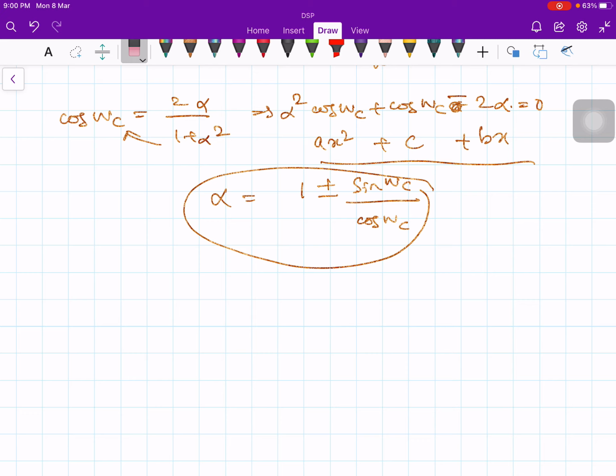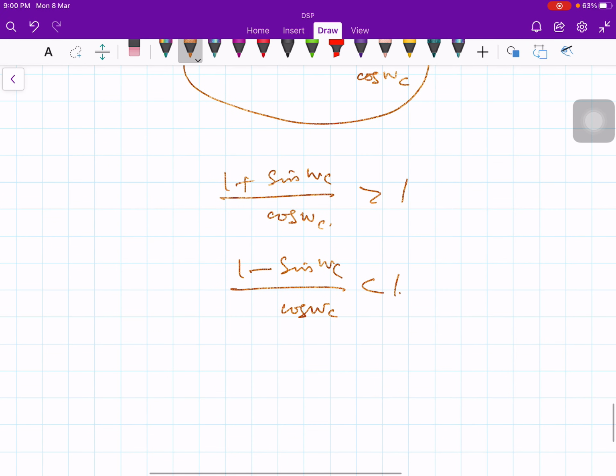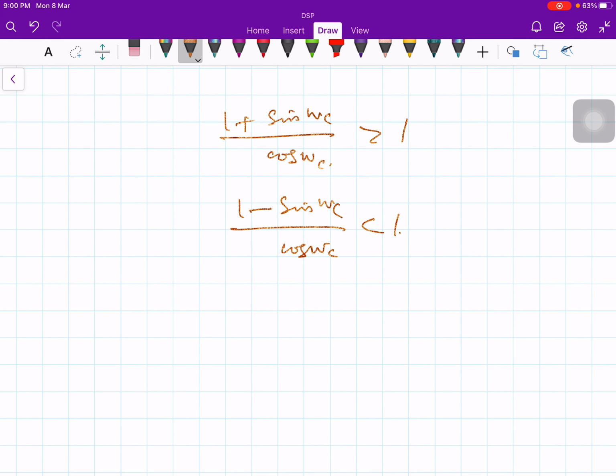It turns out that 1 plus sin omega c divided by cos omega c is a quantity which is greater than 1. And similarly 1 minus sin omega c divided by cos omega c turns out to be less than 1. And therefore the acceptable alpha is equal to 1 minus sin omega c divided by cos omega c. Acceptable alpha, because I can't take more than 1. If I take it, then it will give some problem. Let's see what that problem is.